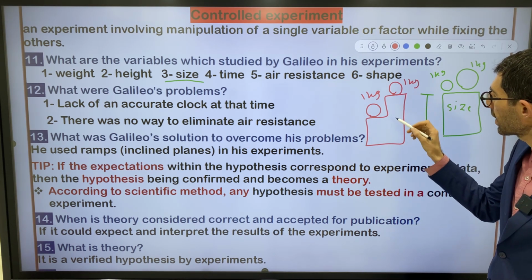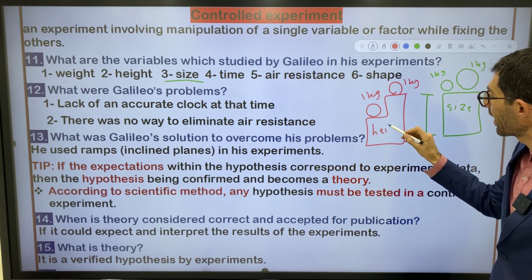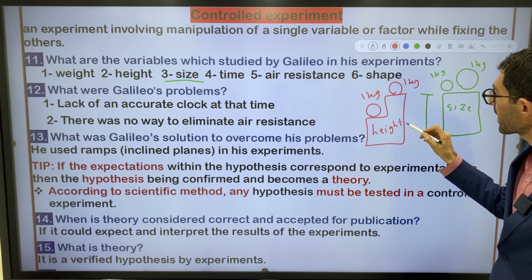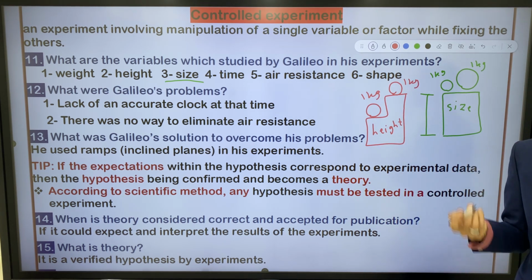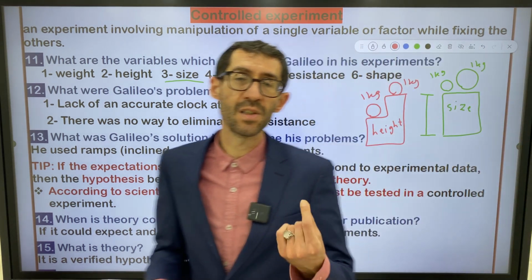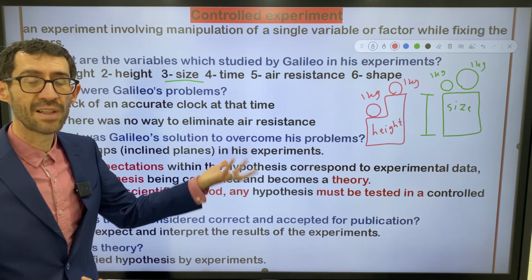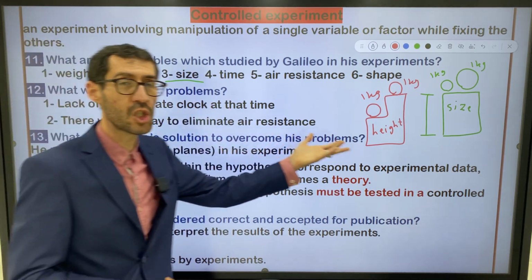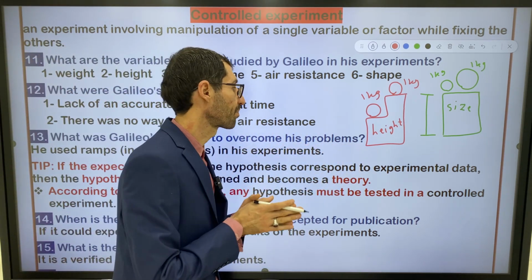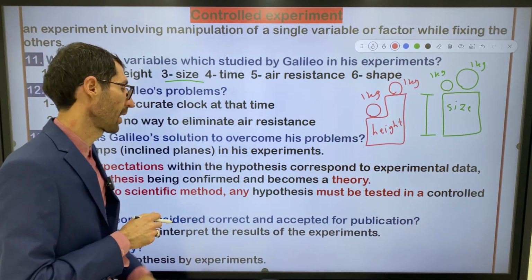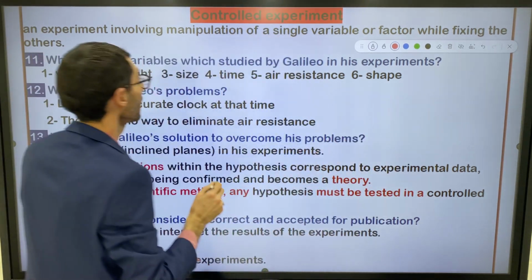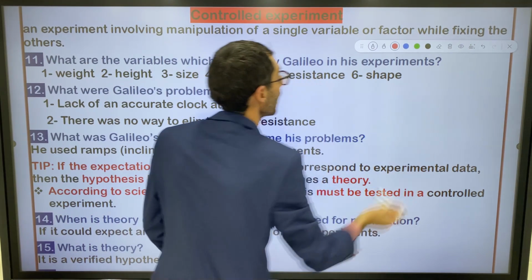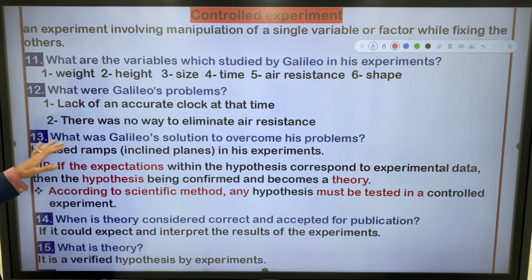Here, height is changed. That's why this experiment focuses on height. Height is changed. In the previous one, size was changed. That's why only one factor is manipulated. Only one factor is changed. Other factors should be fixed. And this is about a controlled experiment, right?